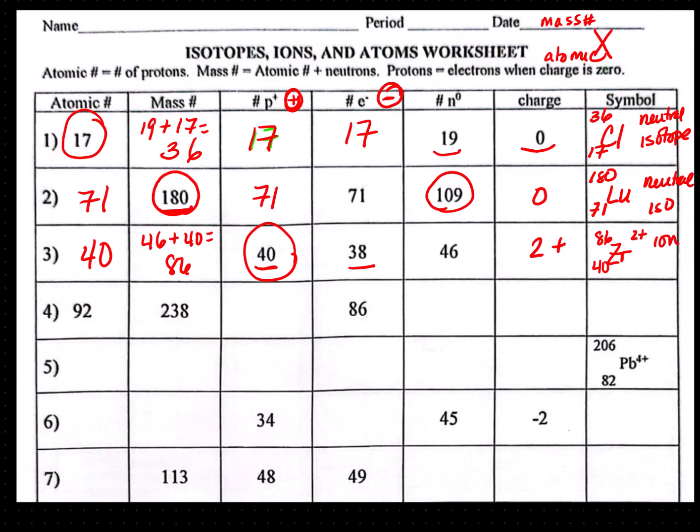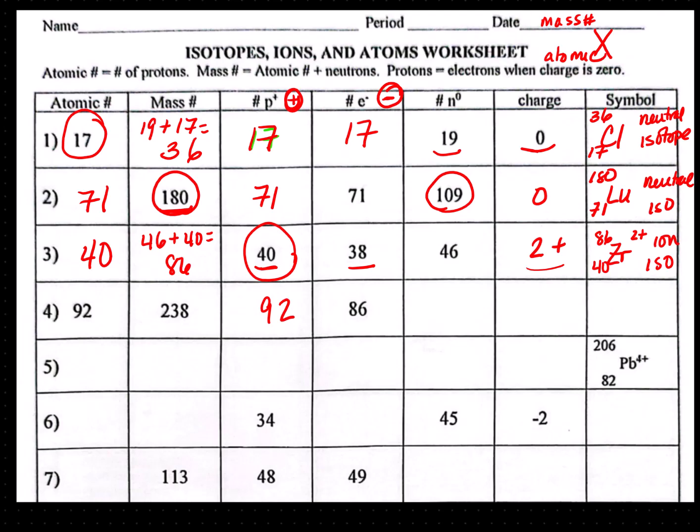This is an ion. Why? It has a charge. And if I look it up, the mass numbers do not match, or the number of neutrons doesn't match the periodic table, so this is also an isotope. Number 4, atomic number is 92. That gives us the number of protons, which is also 92.